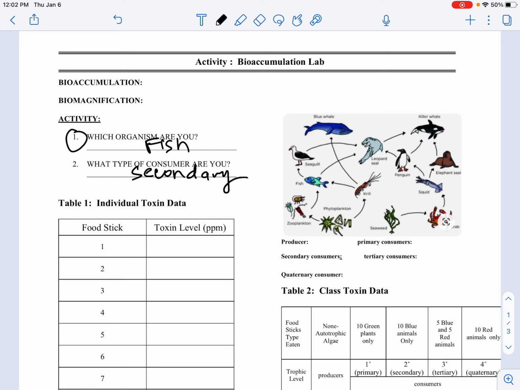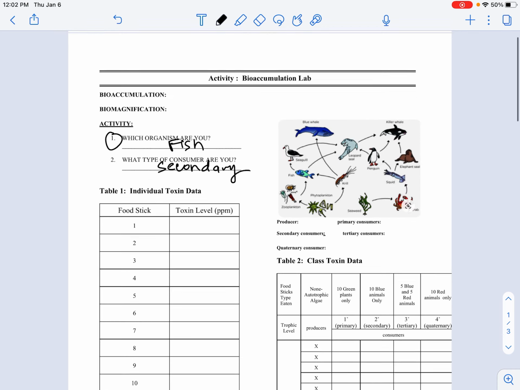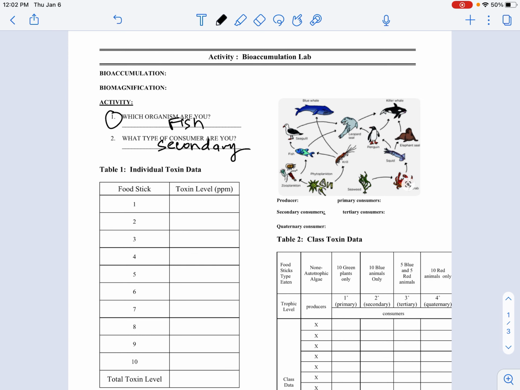Bring them back to your seats, and you're probably going to want a phone for this. Okay, so you guys at home, if you are going to be a secondary consumer, you're going to get 5 from blue and 5 from red. What they're doing here in class is writing down how much toxin they're actually eating. I'm going to show you how this works. Give me 1 second. Let me grab the things here. You guys at home, for the food sticks, what I want you to do is write down these toxin levels. This is what people are picking up in class.